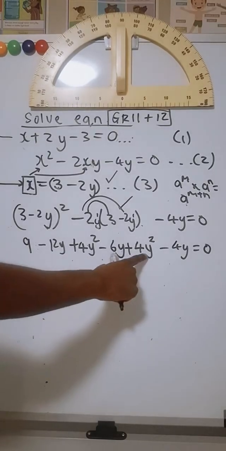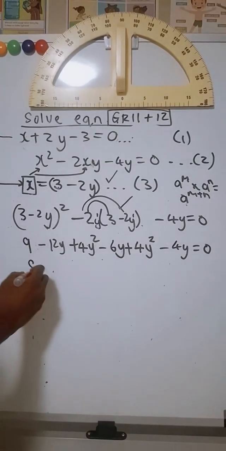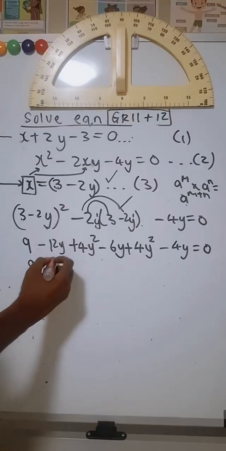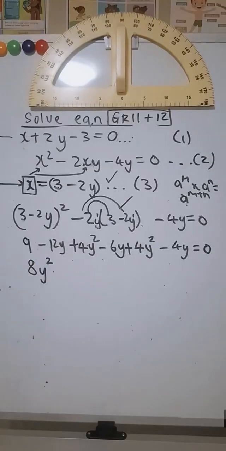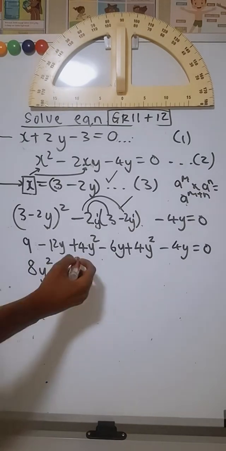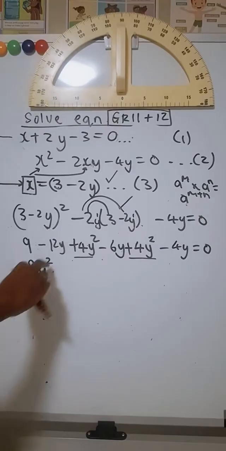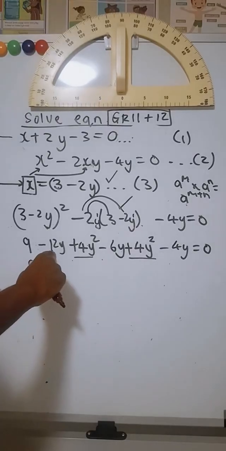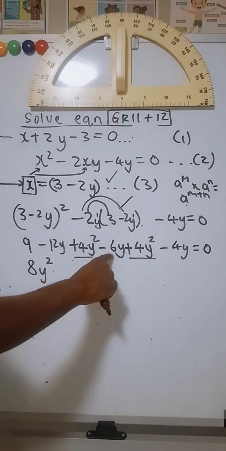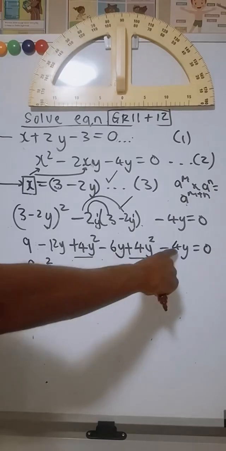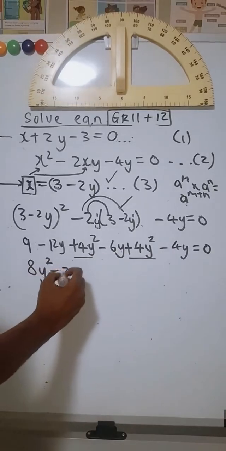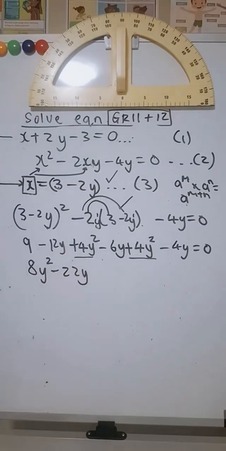So 4y squared plus 4y squared will give you 8y squared. We are done with these, friends. Negative 12y minus 6y, that's negative 18. Then negative 18 minus 4, negative 22y.